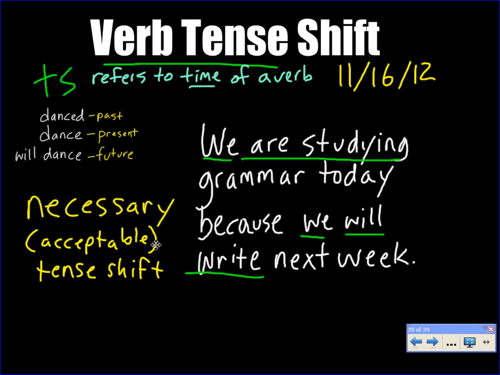I will earn an A on the test today because I studied last night. Future to past. We succeed in school because we have been taught well in the past. Present to past. You can shift tenses. You're allowed to. You should. You must. And you guys do it. Not a problem. That is correct.